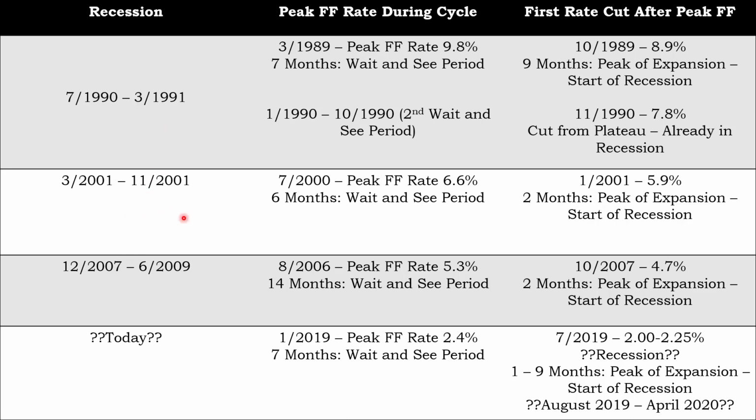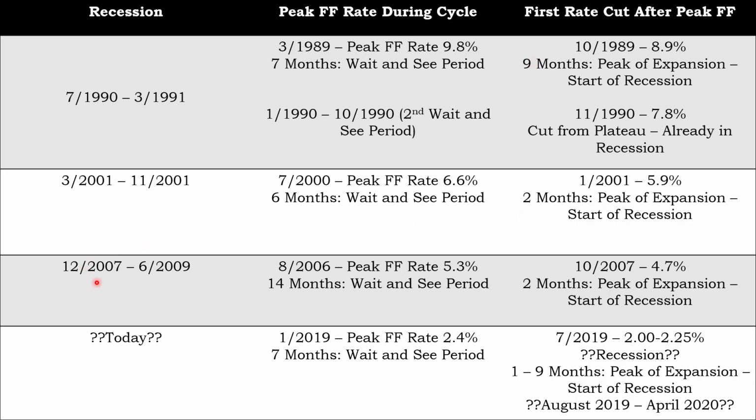Moving along with our analysis, the next recession began in March of 2001 and lasted approximately 8 months, finishing in November of the same year. July of 2000 was the peak rate, 6.6%. The Federal Reserve said, okay, we'll have another wait-and-see period. This lasted 6 months. Then they cut interest rates in January of 2001 to 5.9%. Only 2 months after they cut interest rates, we were in recession. That's a lot quicker than the 9 months from the 1990 recession.